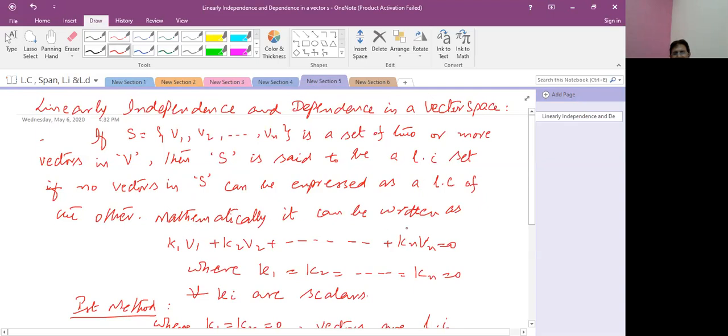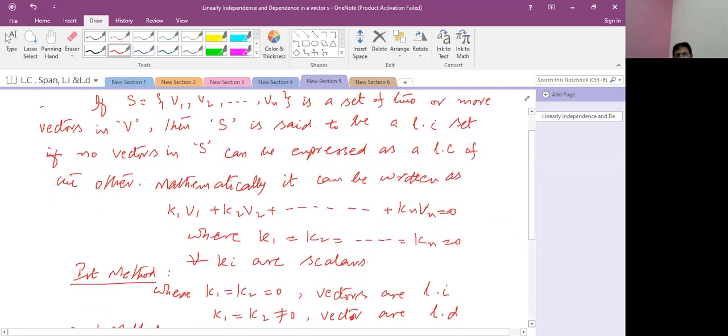Mathematically, student, it can be written as k1 v1 plus k2 v2 plus ... plus kn vn equals 0, and if k1, k2, ..., kn are all 0, it means the vectors are linearly independent. It cannot be expressed as a linear combination. If they have some values of k1, k2, kn not equal to 0, it means the vectors are linearly dependent. So there are 2 methods we will discuss today.